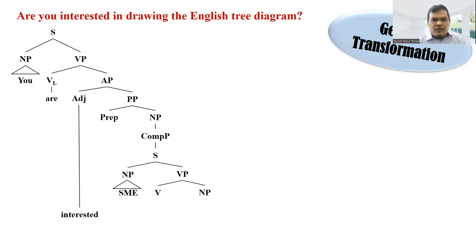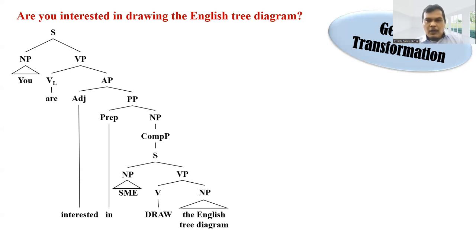Now we make the element. So we have here U, and then we have here R as the linking verbs, and we have here interested as the adjective. Now let's continue with this one. The preposition is in. So then we have drawing. So the verb here is draw. We use the capital letters. All the letters are written in capital letters in order to show that this is actually the form of that word or that verb in the deep structure. Draw, and then we have here the elements that we have already known how to analyze, that is the English tree diagram.